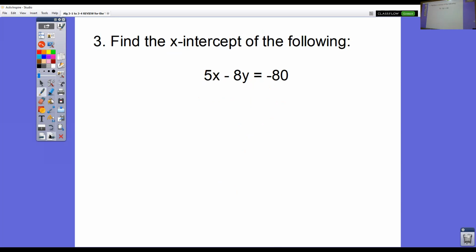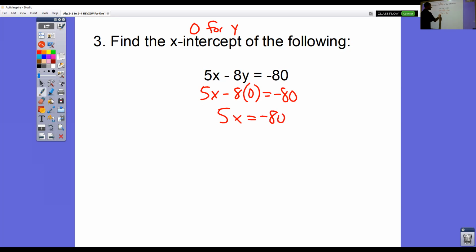In question number 3, we're looking for the x-intercept. When you're looking for the x-intercept, we want to sub in a 0 for y. So we're going to have 5x minus 8 times 0 equals negative 80. So 8 times 0 is 0. So I have 5x equals negative 80. Divide by 5, divide by 5. Negative 80 divided by 5, x equals negative 16.